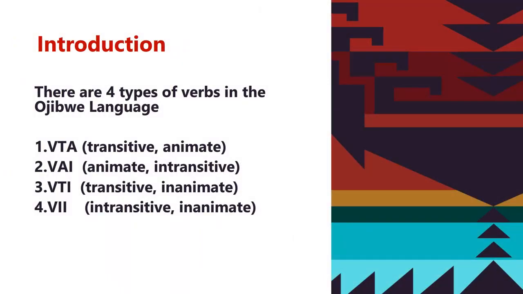There are 4 types of verbs in the Ojibwe language. Number 1 is called a VTA, which is transitive animate. Number 2 is a VAI, which is animate intransitive. Number 3 is VTI, transitive inanimate. Number 4 is VII, intransitive inanimate.